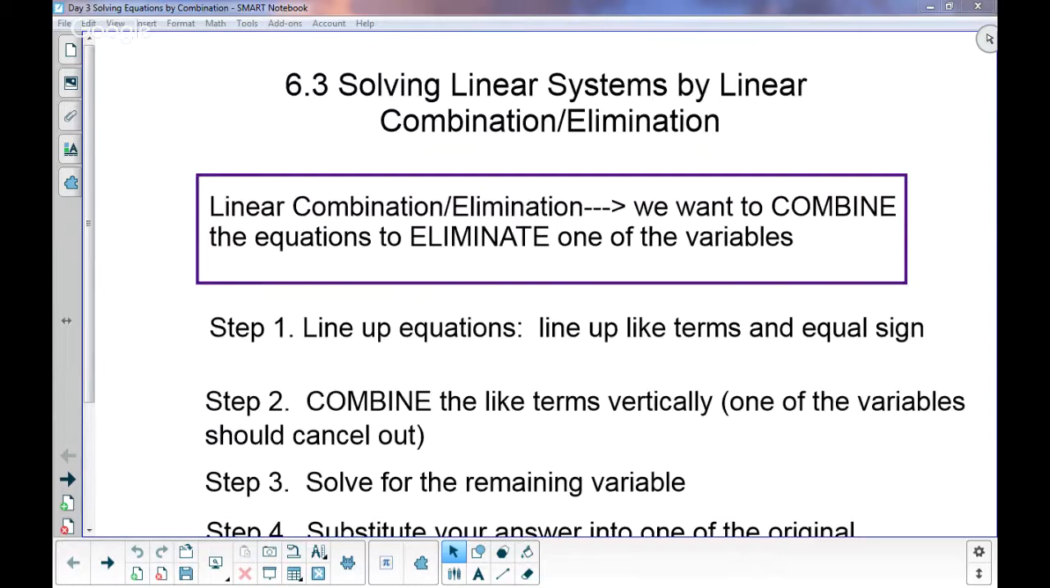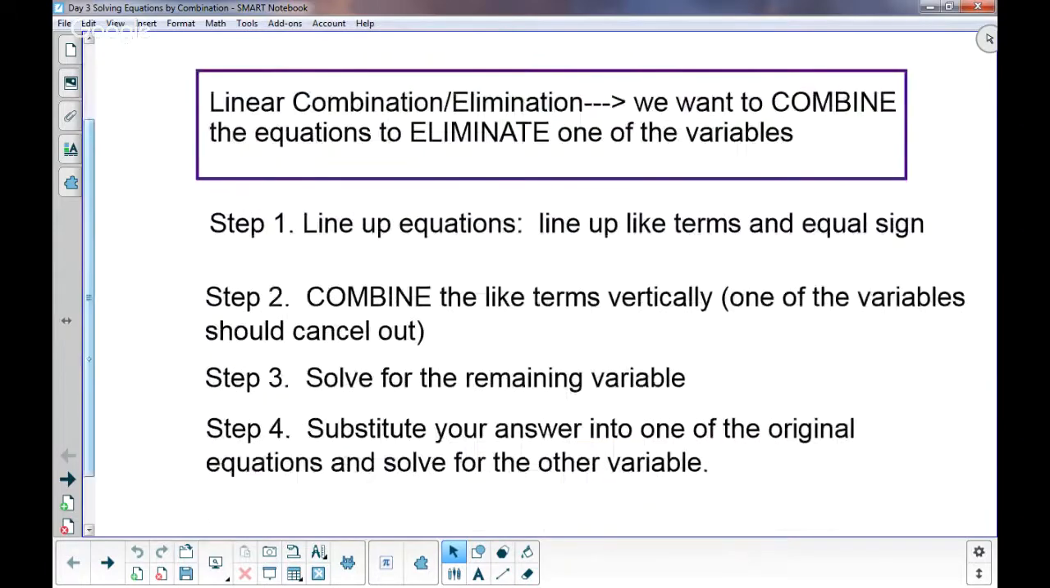All right, so today we're doing our third different method of solving systems. We did graphing the first day, we did substitution last class, and today we're doing linear systems by combination or elimination. You'll hear me call it mostly elimination, but I'll use the word combination a lot, especially when we're talking about what we're doing, which is combining sentences here. So linear combination or elimination, we want to combine the equations to eliminate one of the variables.